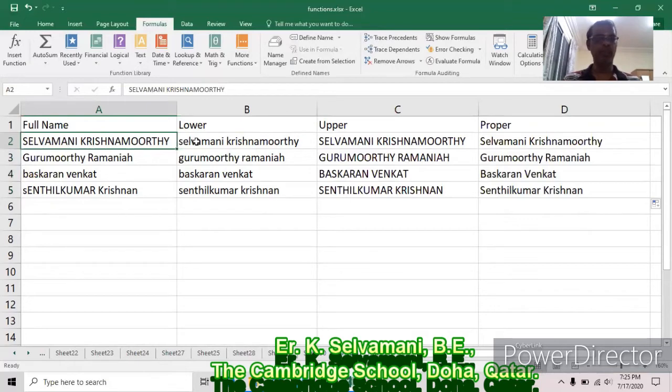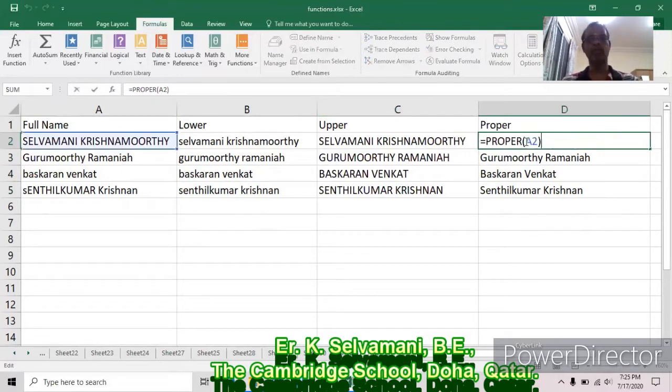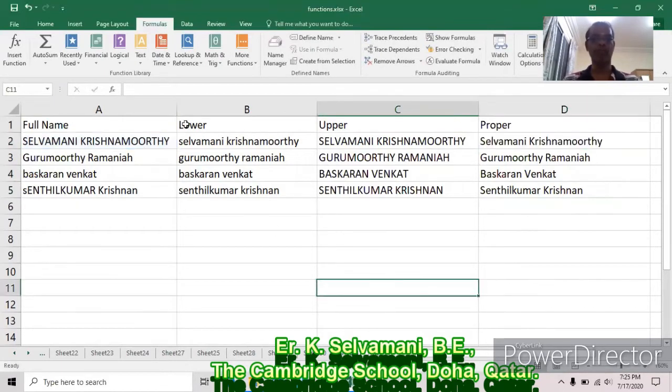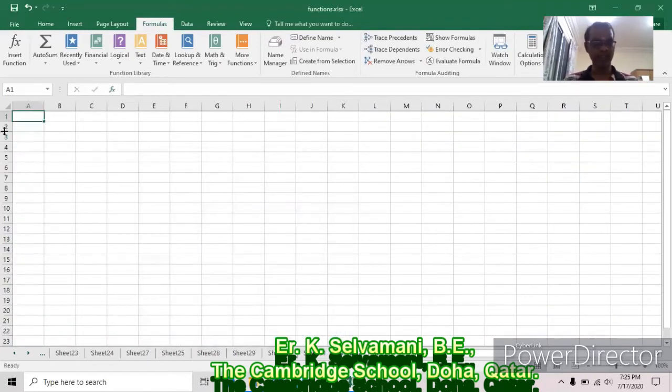If you want to display in small letters, you should go for lower. If you need everything in capital letters, you should go for upper. The first letter of the word alone should be a capital letter, and the remaining should be small letters, then proper. Upper, lower, proper. Max, min. It's also very simple. I'm having some values here.